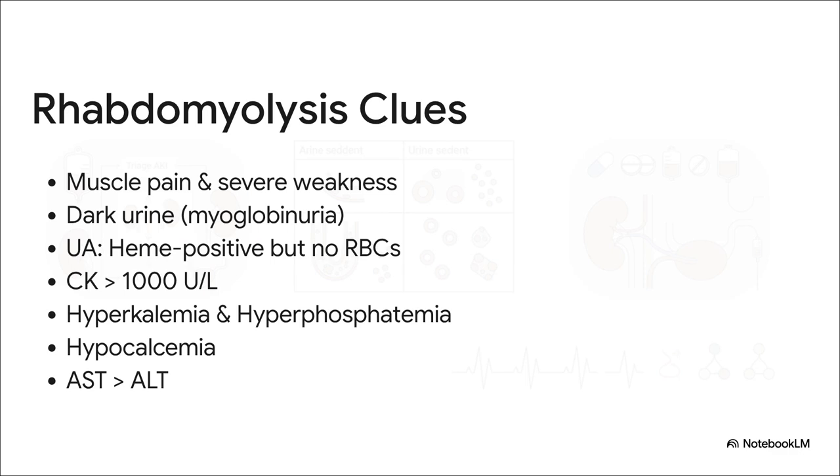You'll also see a massive creatinine kinase spike above 1,000, an AST higher than ALT, and the highly dangerous electrolyte profile. As muscle cells lyse, they dump potassium and phosphate into the blood, causing hyperkalemia and hyperphosphatemia. Meanwhile, calcium deposits into the damaged muscle, leading to hypocalcemia. You have to monitor these patients aggressively for compartment syndrome and fatal hyperkalemia.